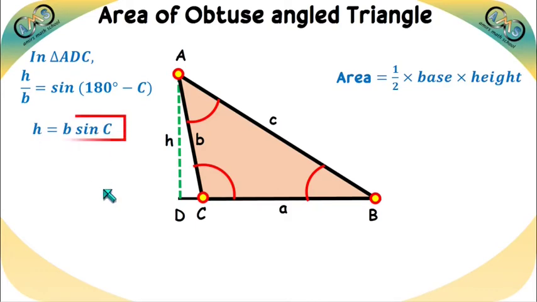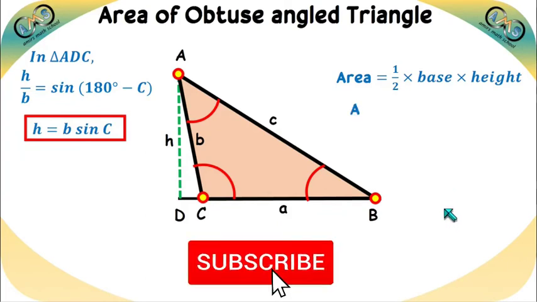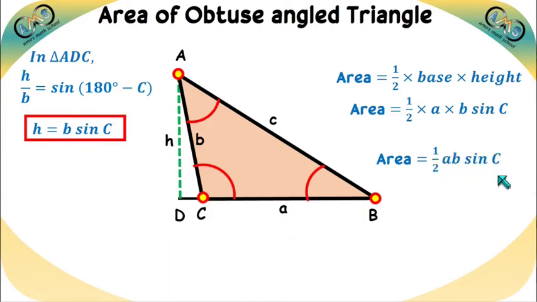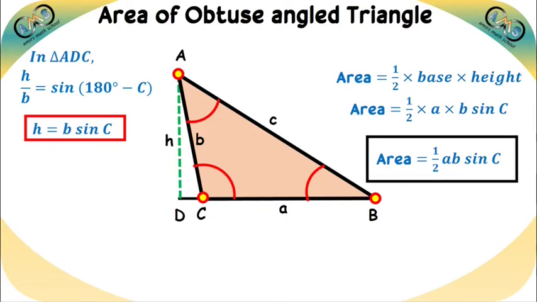So this is the height of this triangle, and the base of this triangle is a. So substitute the height and the base in this equation. We have half times a times b sine C. So the area of this triangle is half ab sine C. Very much similar to the previous one, that is the acute angle triangle. So this is the formula to find the area of the obtuse angle triangle.